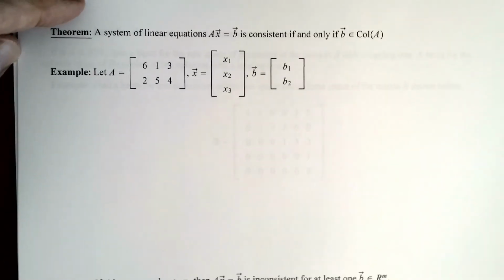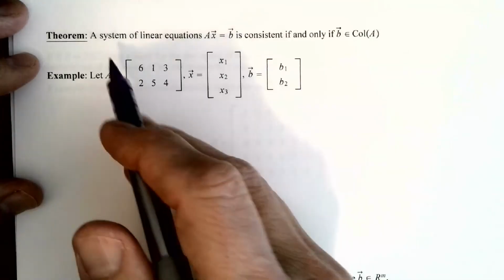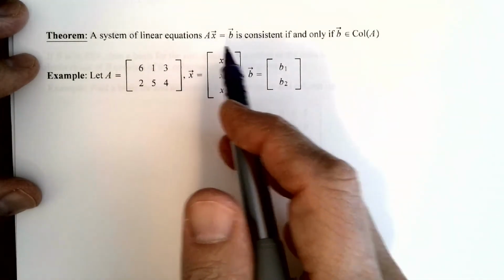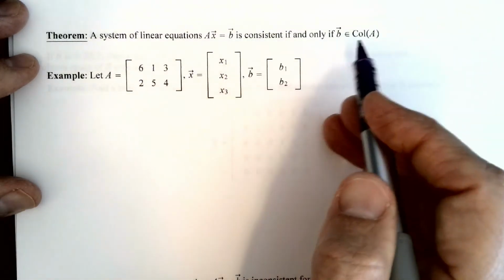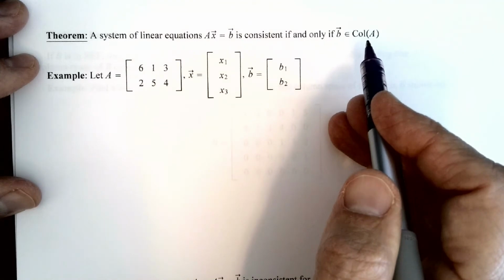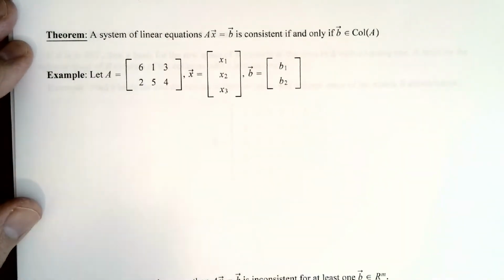We have already kind of talked about this, but here is an important theorem. A system of linear equations Ax = b is consistent if and only if b, the constant matrix, is in the column space of A. And really the proof, I'm not going to prove it, but I'm just going to give you an example.